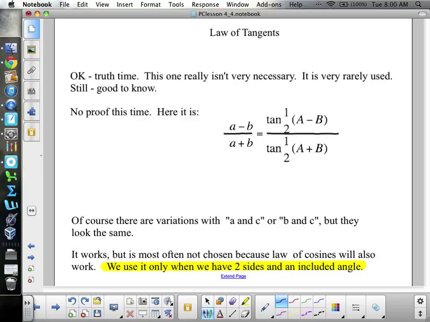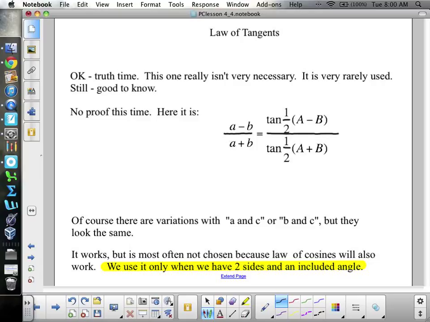But it's a proportion. A minus b over a plus b equals tangent 1/2 of angle A minus angle B over tangent 1/2 angle A plus B. We can, of course, do the reciprocal of this. It's fine, but you'll notice that the minuses are on top together, the pluses are on bottom together, or vice versa. Tangent of half of that sum or half of the difference, not half the tangent. It's half the sum or half the difference. We, of course, could repeat this with BC, BC, or AC, AC.